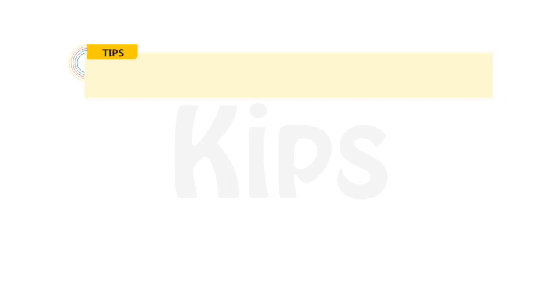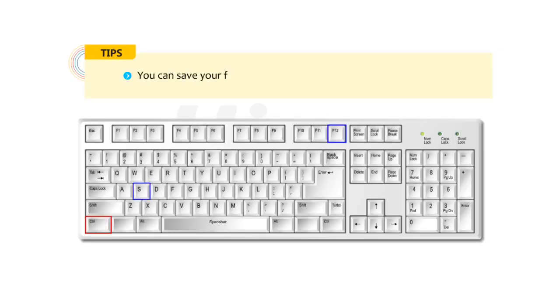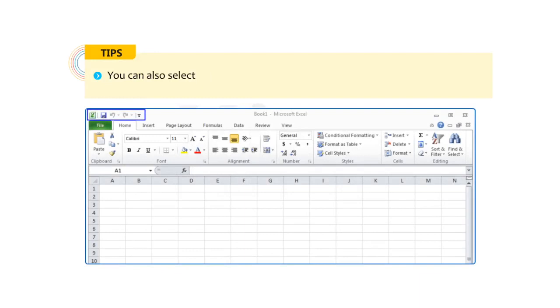Let me share with you some tips. You can save your file by using the F12 key or the Ctrl+S key combination. You can also select the Save button on the Quick Access toolbar to save your file.